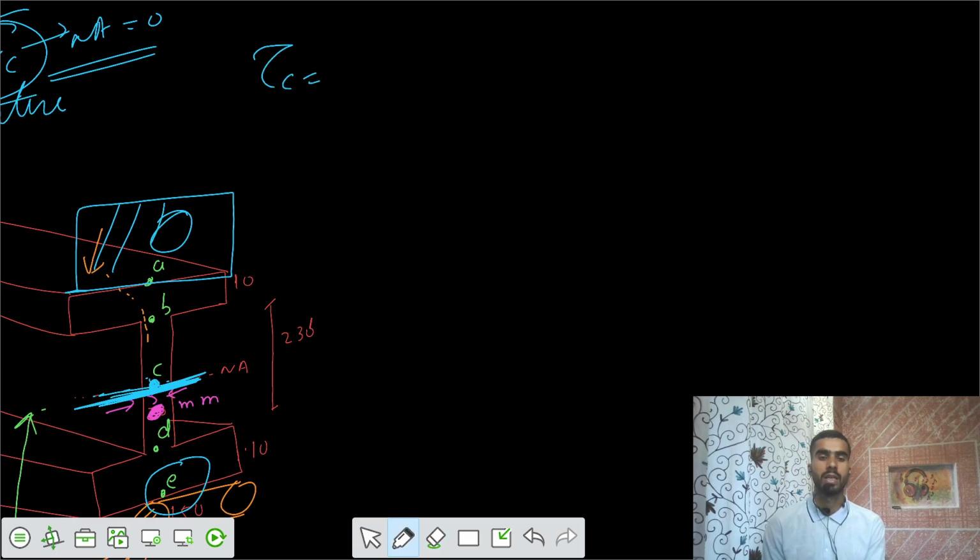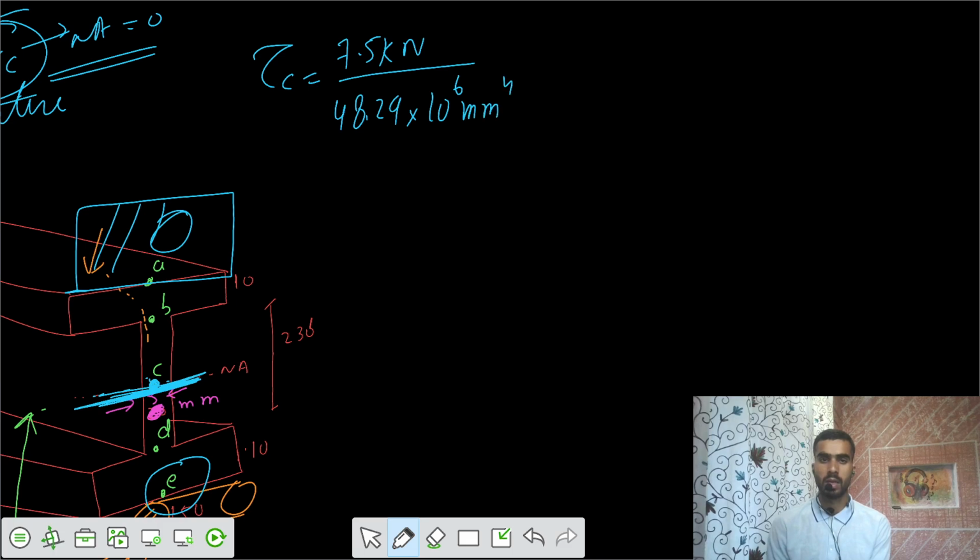Tau C. So we write shear force of 7.5 kilonewton, and moment of inertia about the neutral axis equals 48.29 into 10 to the power 6 mm to the power 4. And we have to get the width at that location. What is the width at that location? So width at C equals 5 mm. So you multiply that by 5 mm.